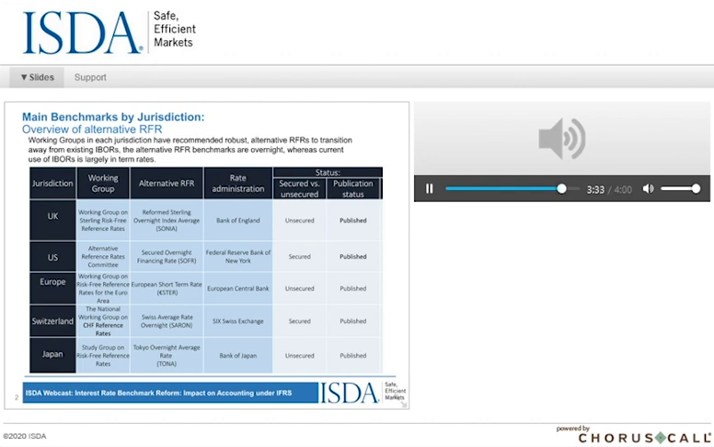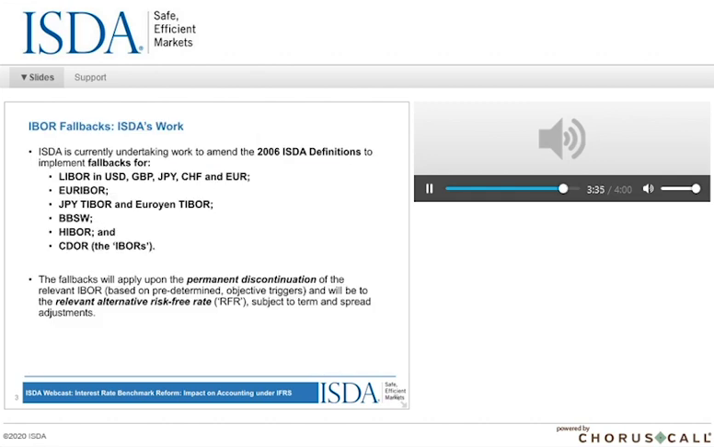Slide 3 shows the work that ISDA is undertaking to amend the 2006 definitions for derivatives contracts that will incorporate fallbacks for 11 key IBORs. The FCA in the UK has stated clearly that banks will not be able to compel or to submit LIBOR quotes beyond the end of 2021. Therefore, the future of LIBOR in these 5 currencies is uncertain and must be replaced.